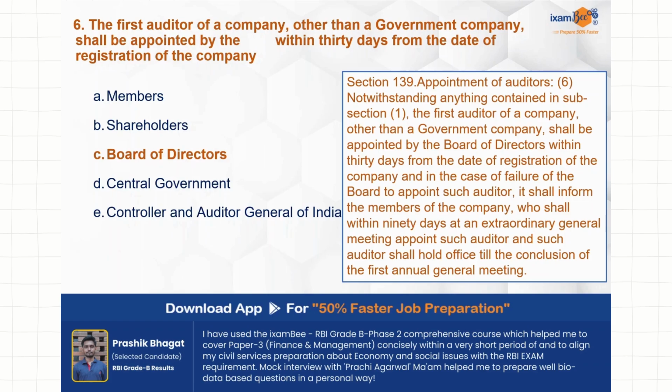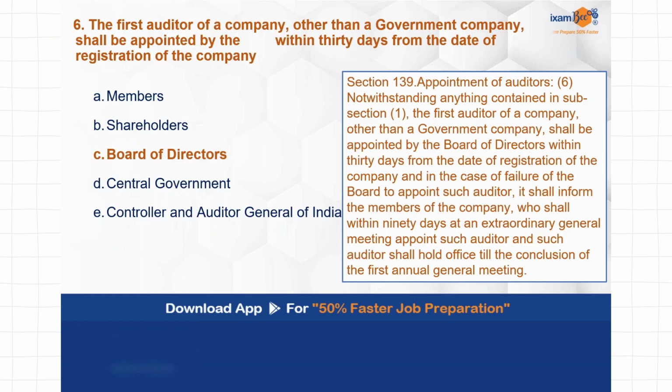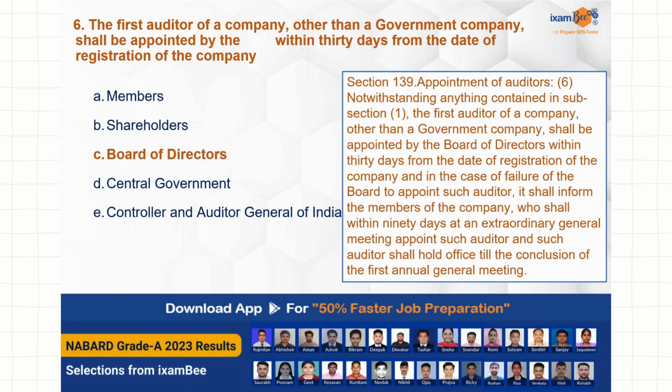जो पहला ऑडिटर होता है वो बोर्ड ऑफ डायरेक्टर्स अपॉइंट करते हैं. First auditor is always appointed by the board of directors in case of other than government company. Please let me know in the comment section that in case of a government company, who is required to appoint the first auditor. So you can share your suggestions in the comment box related to this.